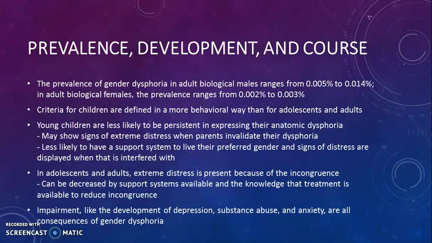In adolescents and adults, extreme distress is present because of the incongruence between their biological sex and their identified gender, but this distress can be decreased by the support systems available and the knowledge that there are treatments out there for them, like sex reassignment surgery. Impairment, like the development of depression, substance abuse, and anxiety, are all consequences of gender dysphoria.